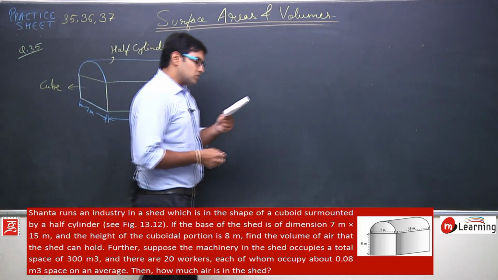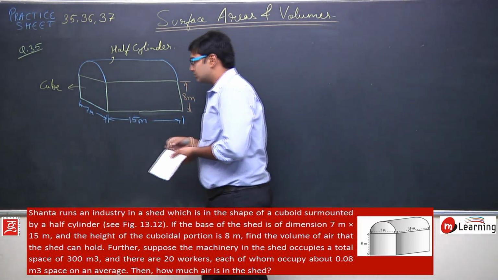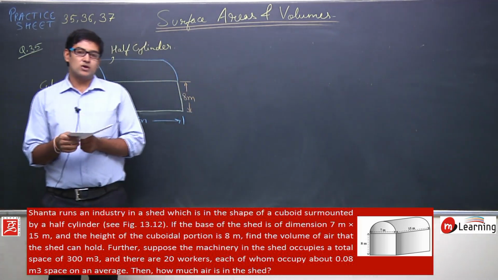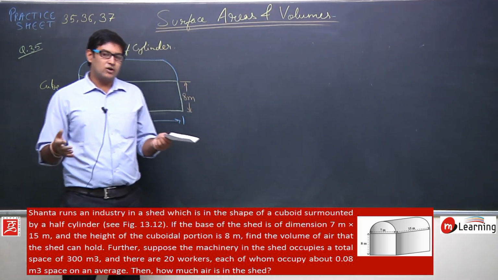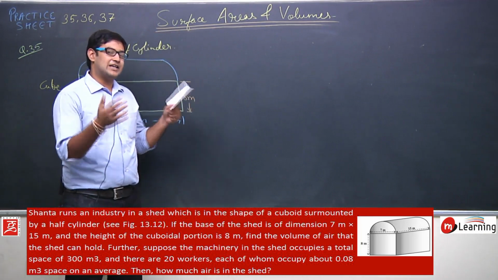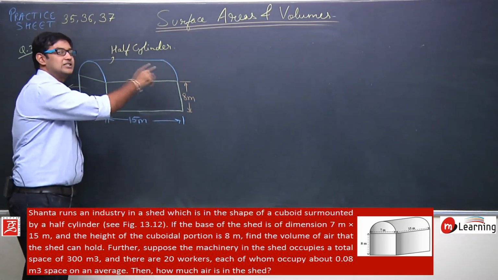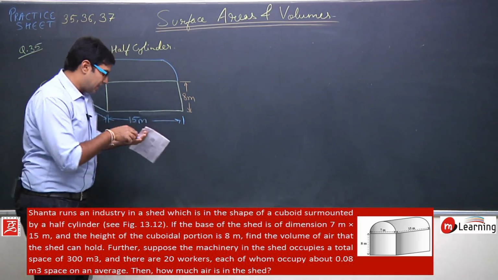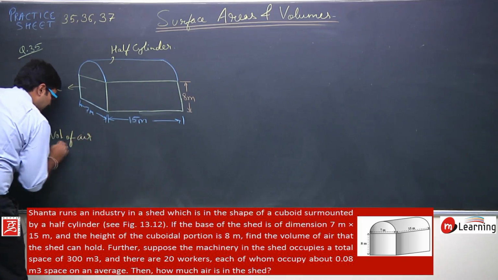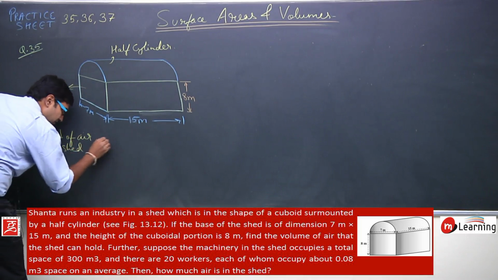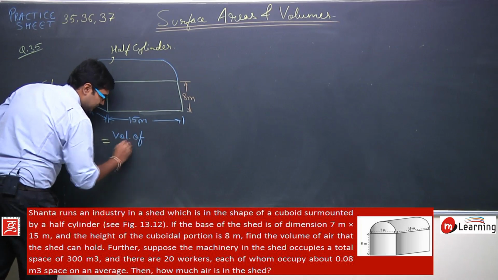Now our task is to first determine the volume of the air that this shed can hold. So what is meant by the volume of the air that the shed can hold? We know that air will spread in every volume, air can spread everywhere. So if air comes inside this shed, then the air will occupy each and every corner of this shed. So I will simply say that volume of air in shed is equal to simply volume of shed.